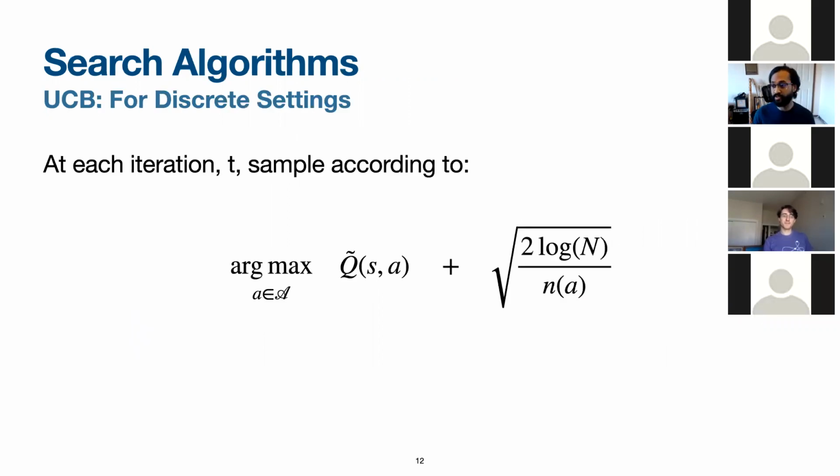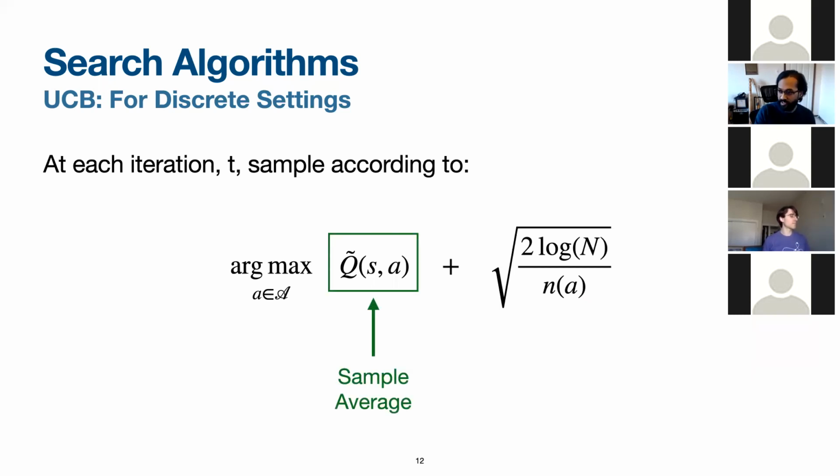So right now I will describe two different search algorithms that we can use in a couple different settings. The first search algorithm that we look at is UCB for discrete action settings. UCB tracks sampled averages of the Q values of the actions we sampled and the number of times each action is sampled. And at each iteration of UCB, we sample according to the UCB formula shown below.